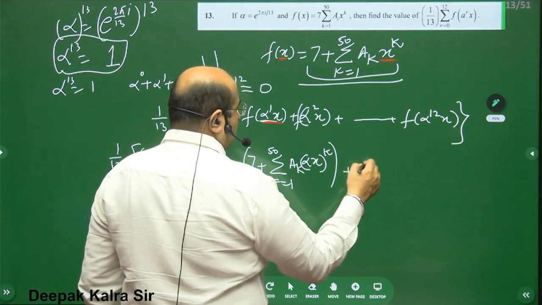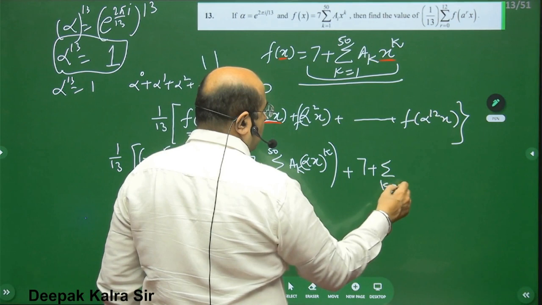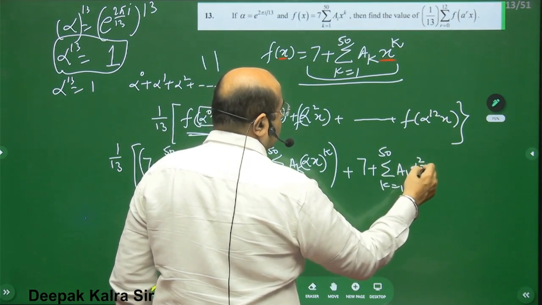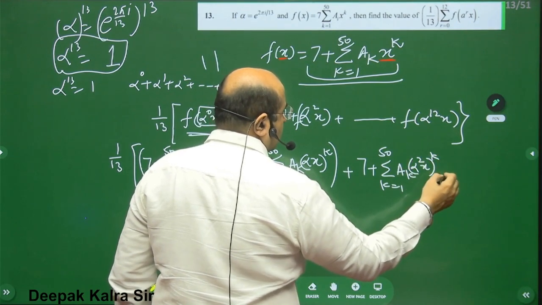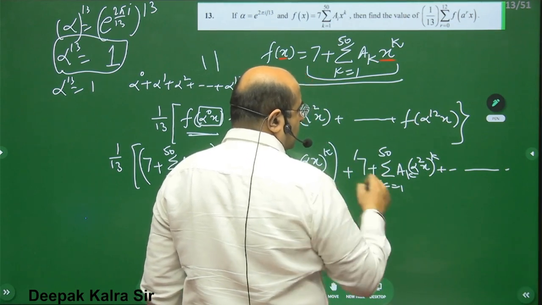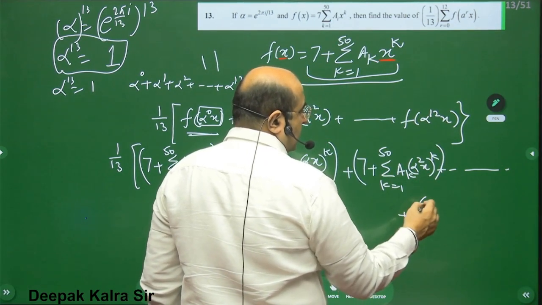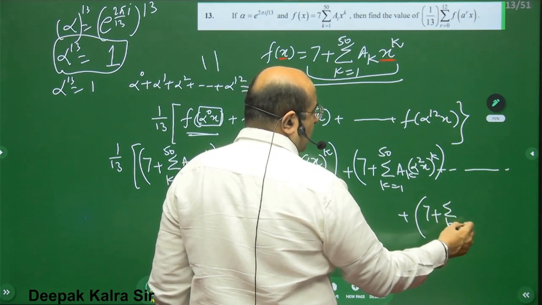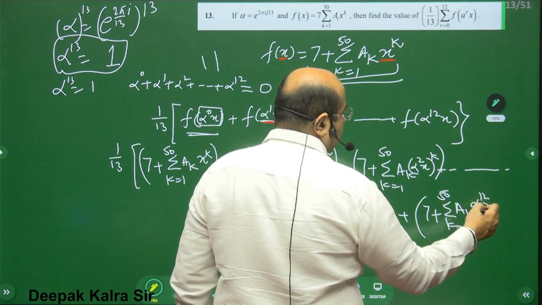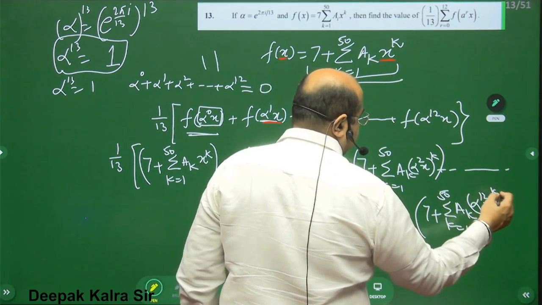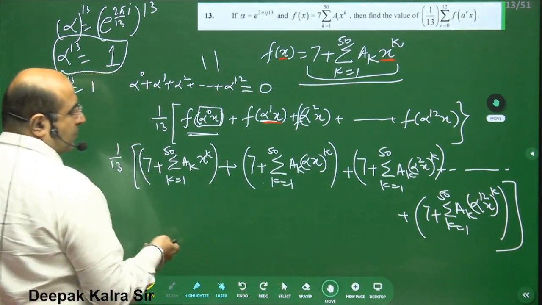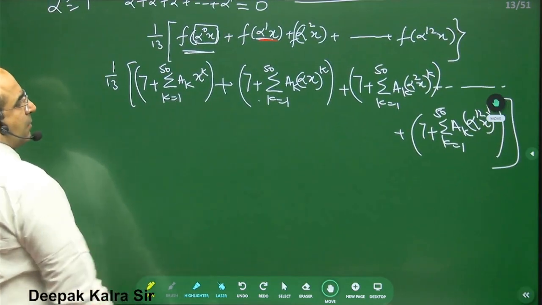The third one will go 7 plus sigma k equals 1 to 50 a_k (alpha square x) to the power k. Successively running, the last one will be written as 7 plus sigma k equals 1 to 50 a_k (alpha 12 x) raised to the power k. Am I right? Is it okay? Shall we proceed?